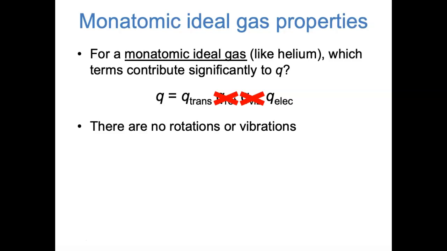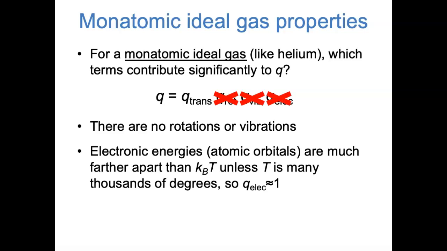The first thing that we can say is that for a monatomic ideal gas, we really don't have to worry about the rotational or vibrational components of the partition function. That's because an individual atom really can't rotate or vibrate. That can only happen when there are multiple atoms connected in a molecule.